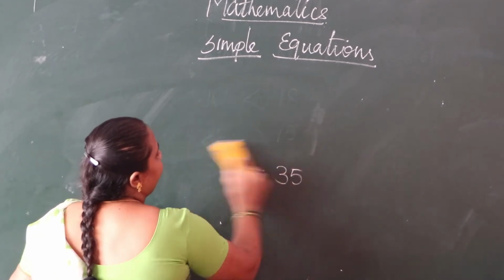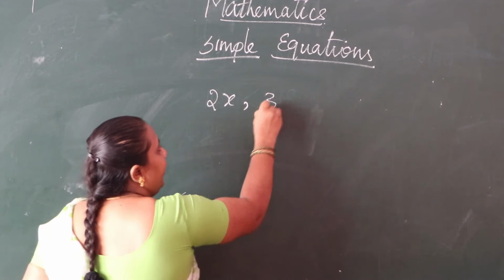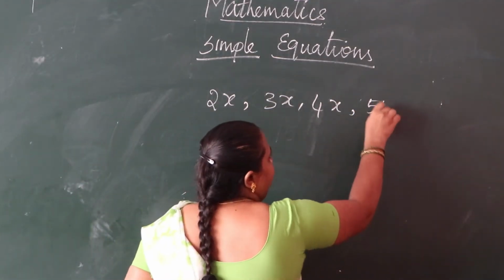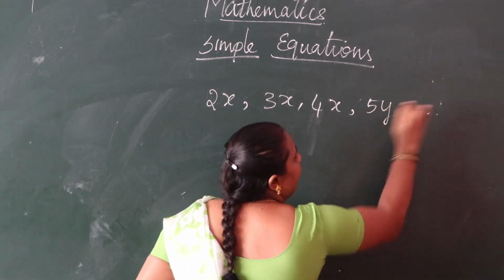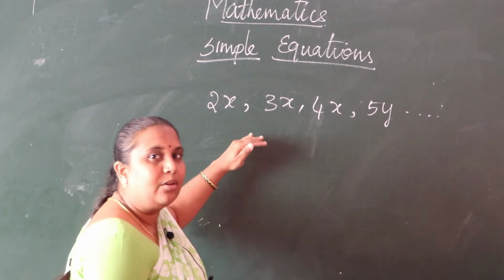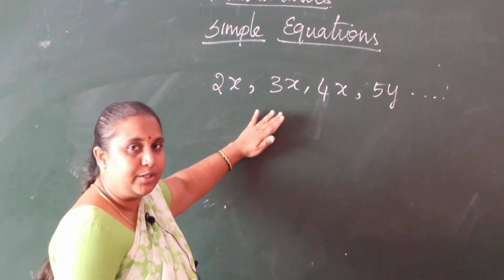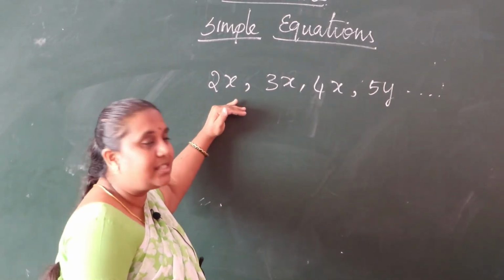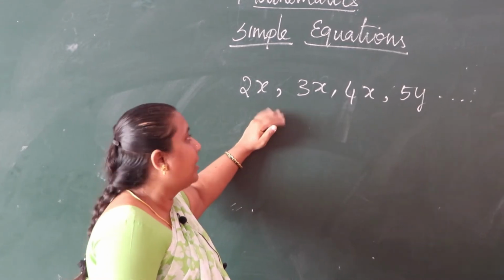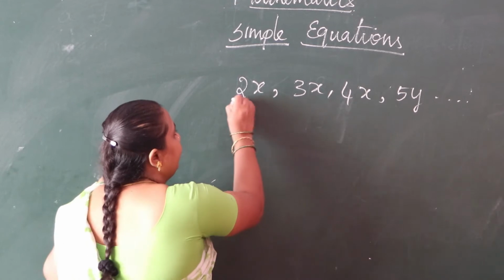Now we are talking about an equation. You know what 2x, 3x and 4x or 5y are. We are writing terms like these. These terms we can say are algebraic expressions. We use these algebraic expressions to form an equation. Here we are taking 2x.